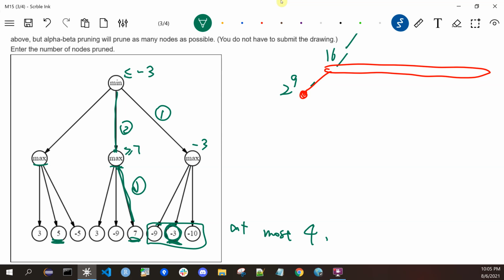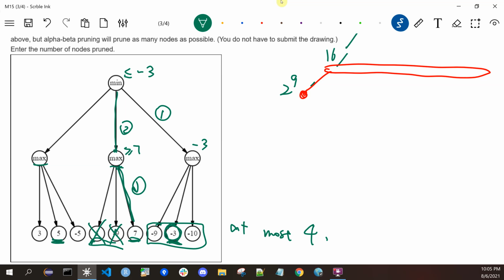So for the min player, I can already get something less than -3. I don't really care how much larger than 7 I get, so I'm not going to worry about the rest of the tree. So if I do that, then I'm going to prune both of the nodes here.